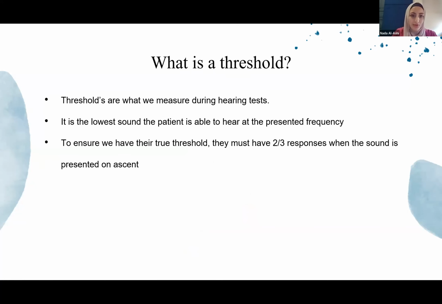So what's a threshold? Thresholds are what we measure when we're testing someone's hearing. It's the lowest volume of sound that a patient is able to hear at the frequency we're testing. To ensure we have the true threshold, they need to get 2 out of 3 responses when the sound is presented on ascent. So we don't just test the frequency once, have them respond, and take that as their threshold. It has to be multiple times so that we ensure it is their genuine response.